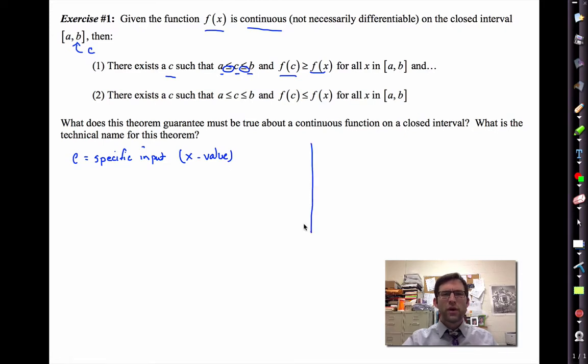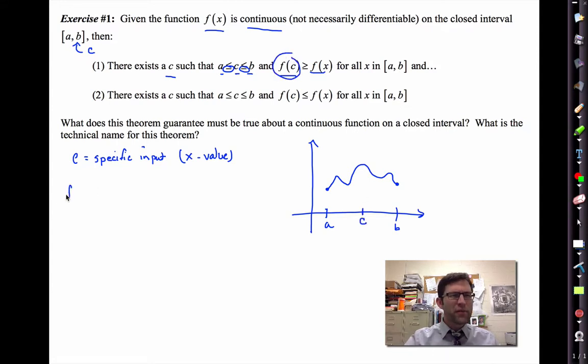Here I've got some function on a to b. It's continuous. It's not necessarily smooth, so I'm going to throw in a corner. But there's no holes, anything like that. Now there exists a c, so there's a c somewhere in here. I don't know where. Such that f of c, what's f of c? f of c is an output, specifically the output at x equals c. So it's a y value.